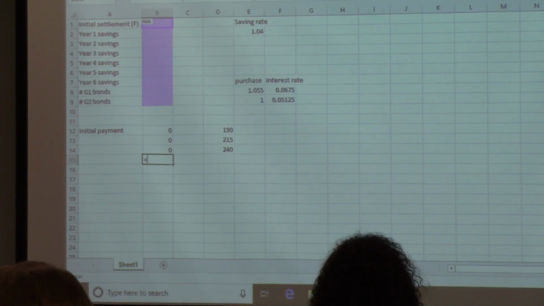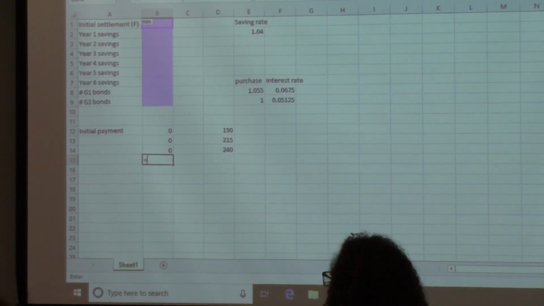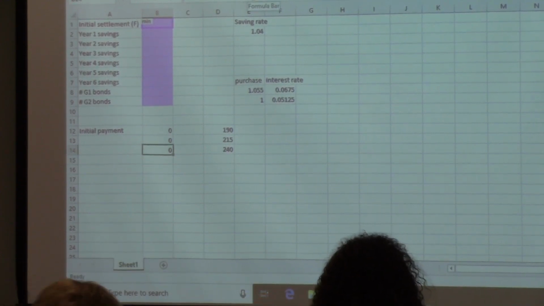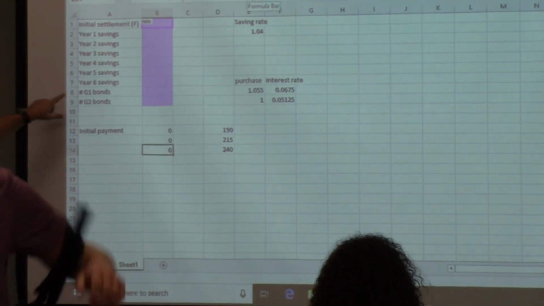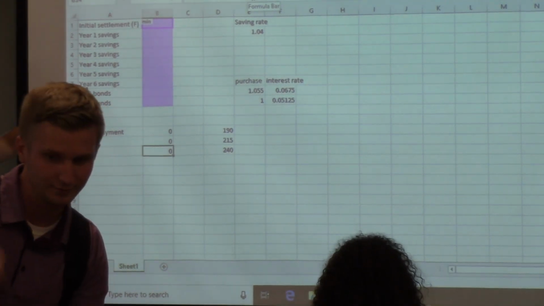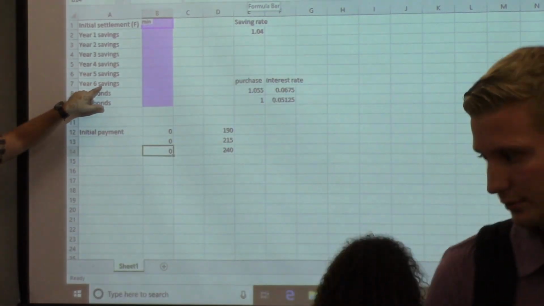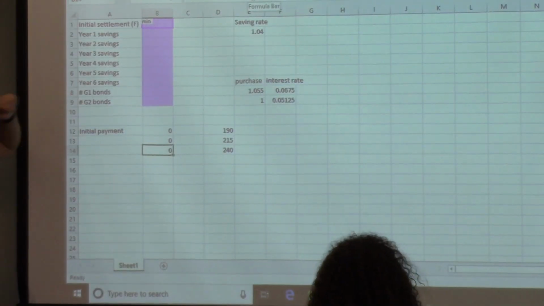Now, wait, I already messed up. Okay, we will pick this up on Friday. But what I messed up here is I forgot that these bonds come due, right? And so we actually get to sell all these bonds for the par value of $1,000.